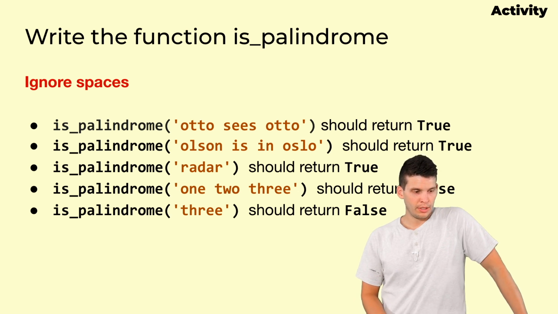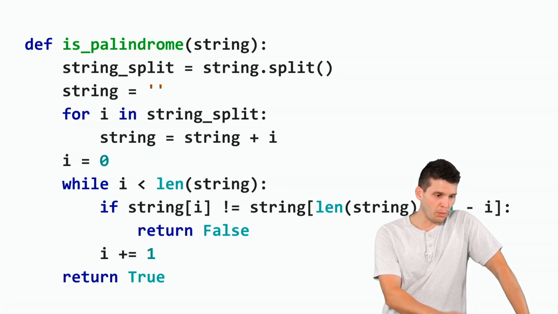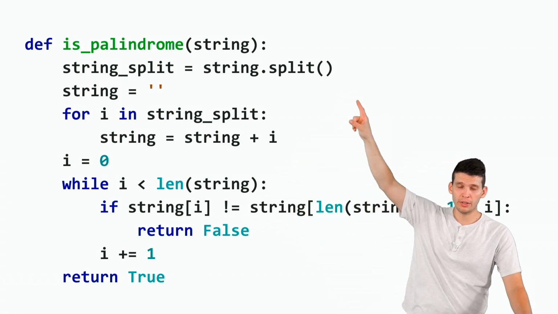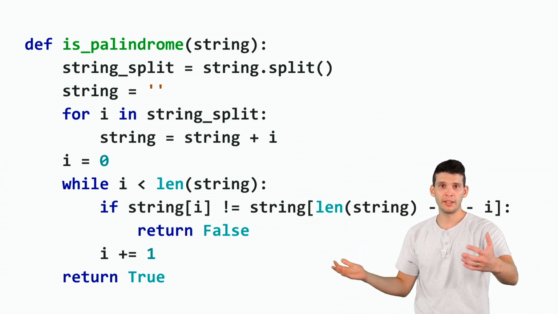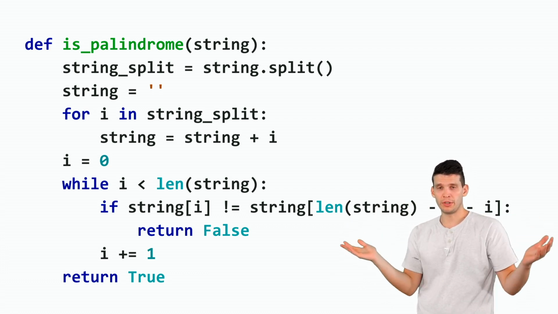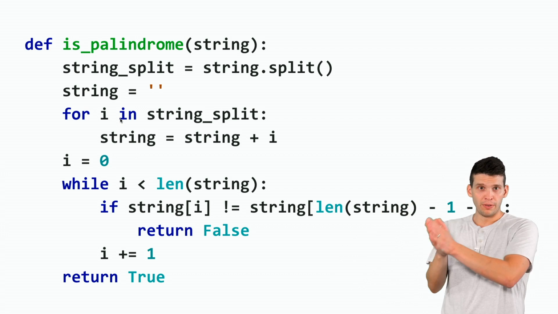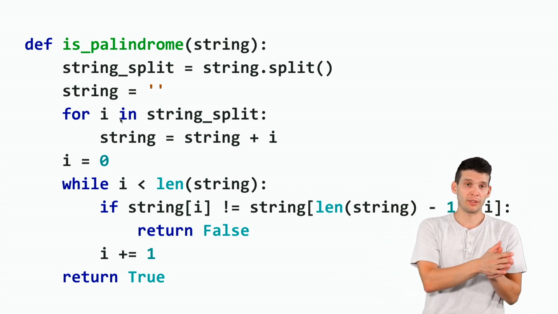All right. So to ignore spaces, there's a few ways that we could go about this. One way, this is kind of a full implementation, where we take our string and use that split function to split it and get a list of all the individual words, separating out the spaces. Then, using a for loop, we put the string back together, but without the spaces.